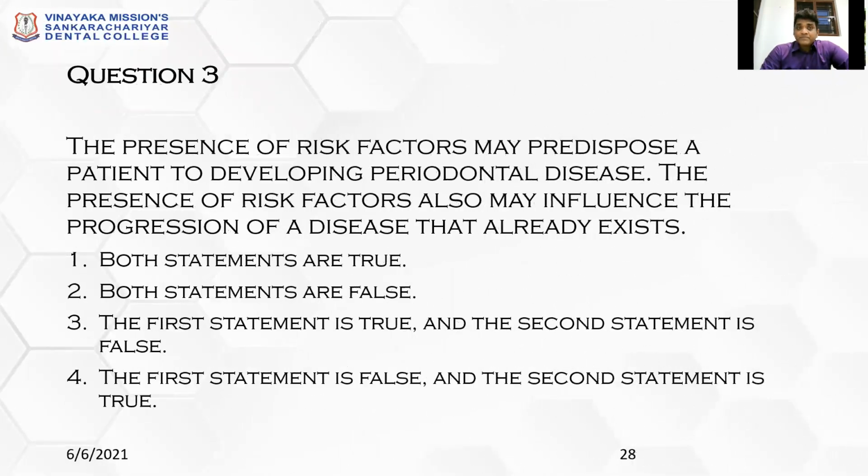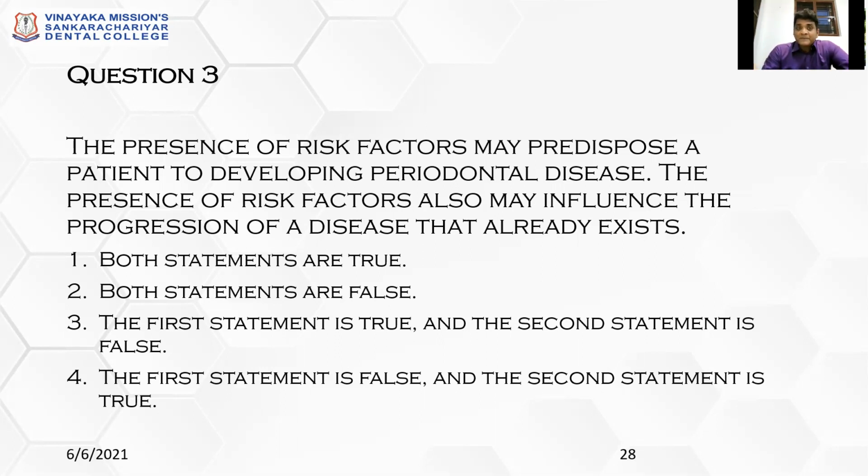Question number 3: first, the presence of a risk factor may predispose a patient to develop periodontal disease. Second, the presence of a risk factor may also influence the progression of the disease. Understood? The options are: both statements are true, both statements are false, the first statement is true and the second is false, or the reverse, the first is false and the second is true.